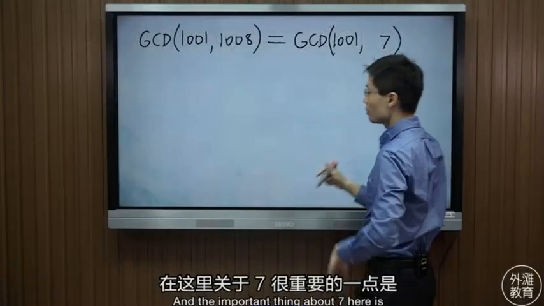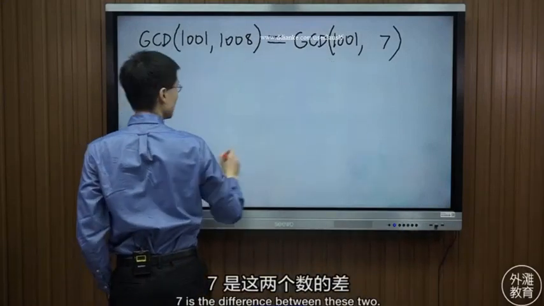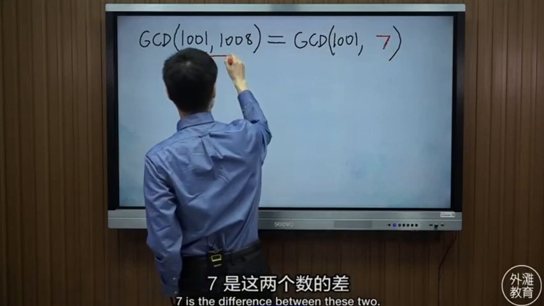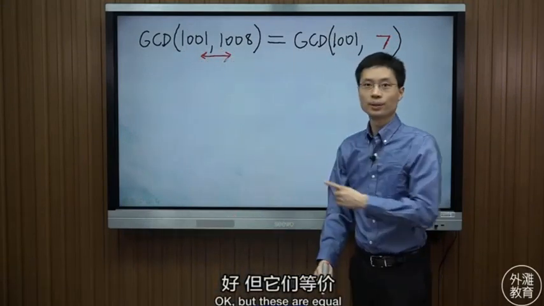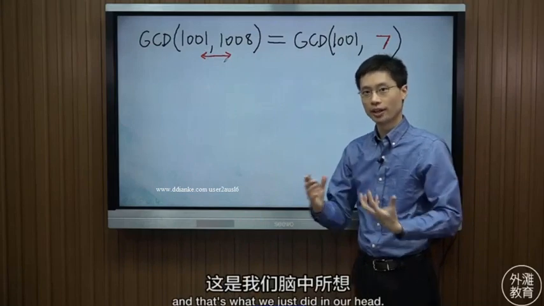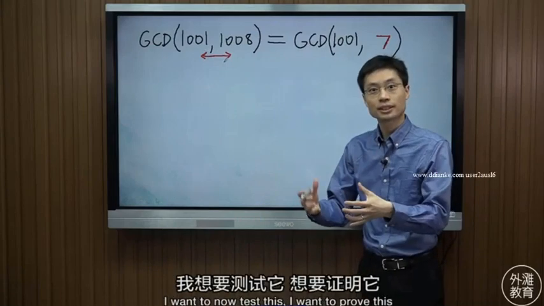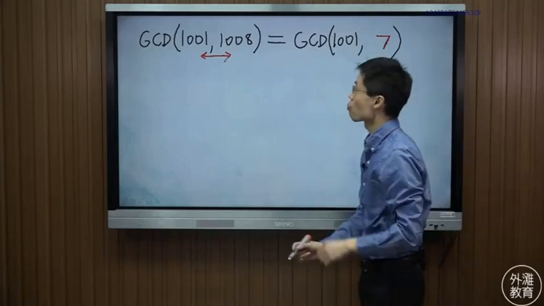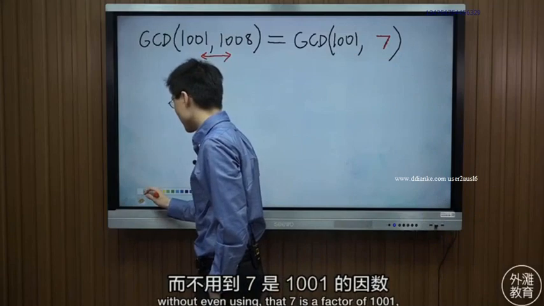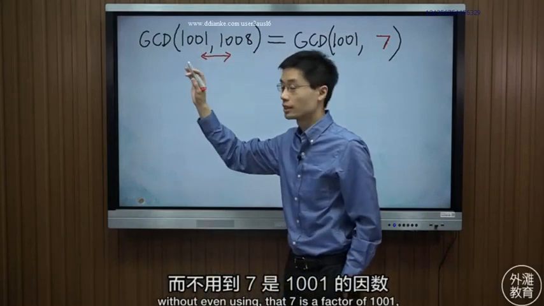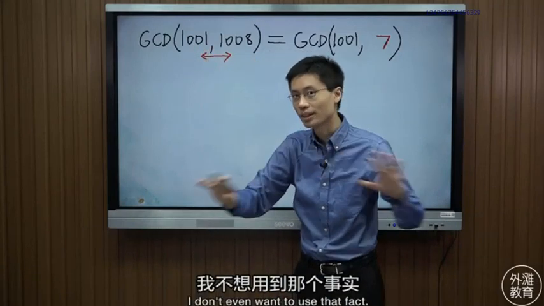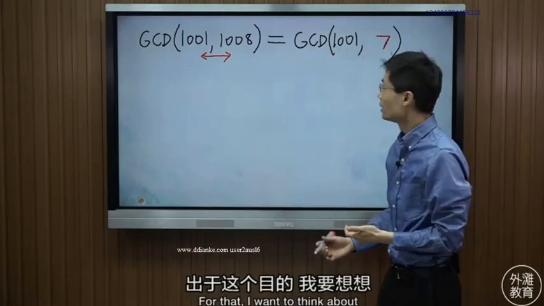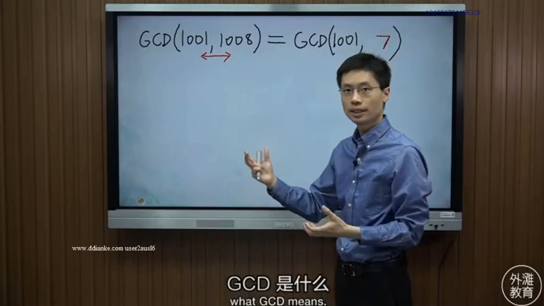And the important thing about 7 here is 7 is just the difference between these two. Okay? But these are equal. And that's what we just did in our head. I want to now test this. I want to prove this, that this is completely true, without even using that 7 is a factor of 1001. I don't even want to use that fact. I just want to prove these are equal. For that, I need to think about what GCD means.